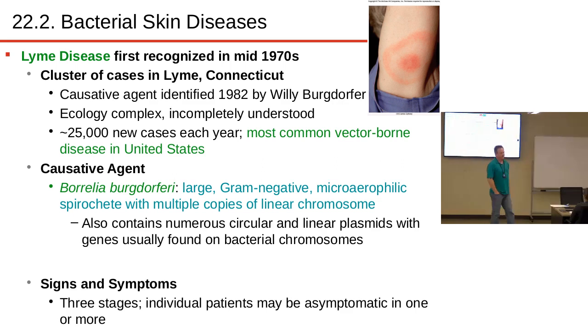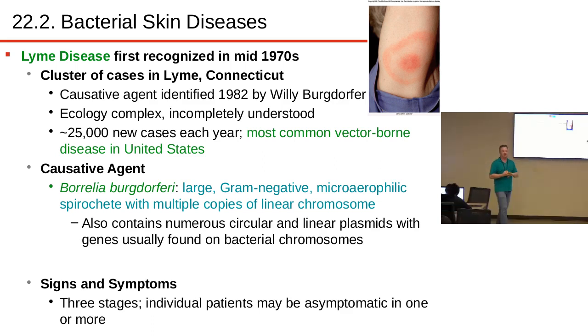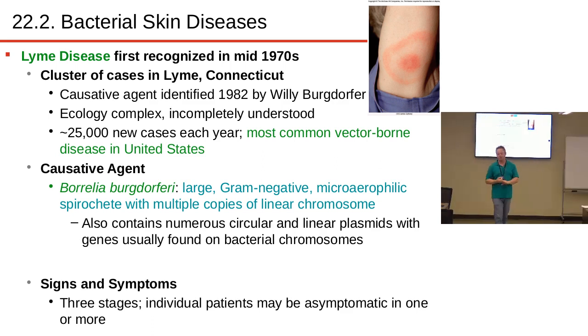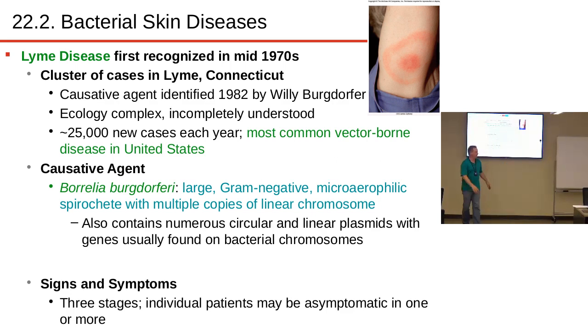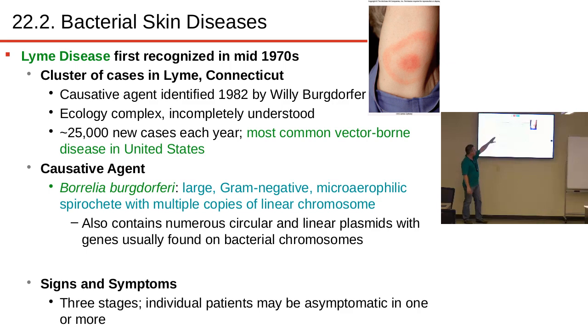We get about 25,000 cases a year. This is one of the most common vector-borne diseases in the United States. Vector-borne meaning it comes from a mosquito, tick, flea, some sort of insect, right? In this case, this is the biggest one that we see in people. And there's going to be 3 stages. Most individuals are going to end up asymptomatic, but occasionally we'll see people switch over and go to one of the other more serious stages that gives this particular disease such a scary name.